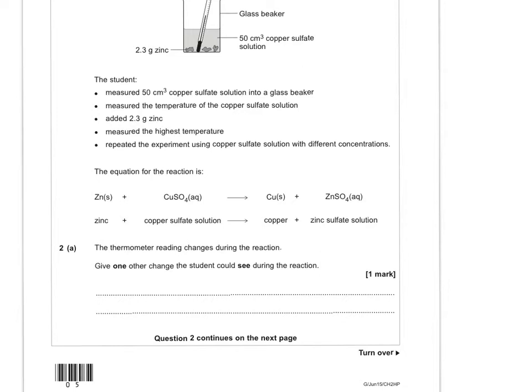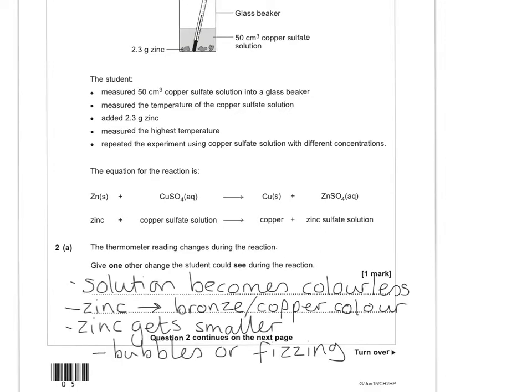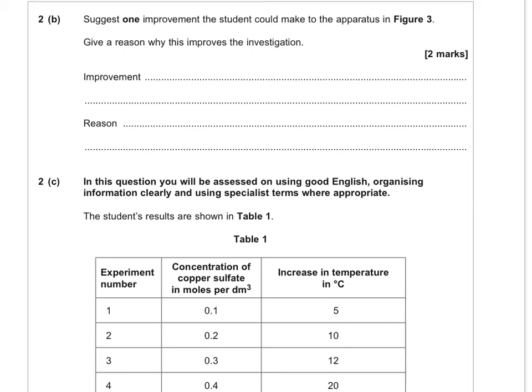Now, again, there are a couple of points you can put here, but there's only 1 mark. So you could have solution becomes colourless, zinc becomes bronze or copper coloured, the zinc gets smaller, or bubbles or fizzing can be seen. So any one of those will get you 1 mark for this question.